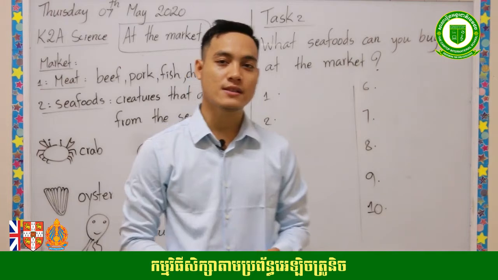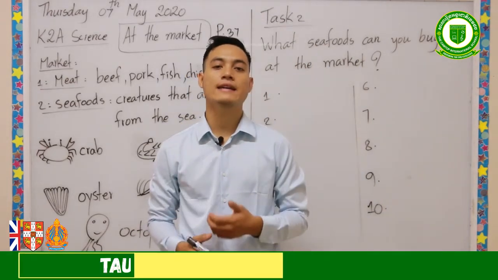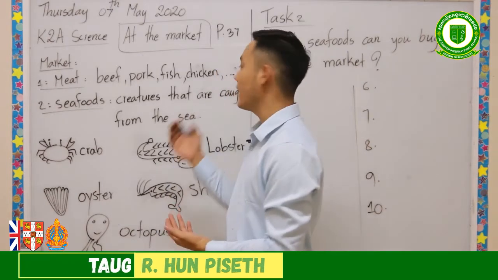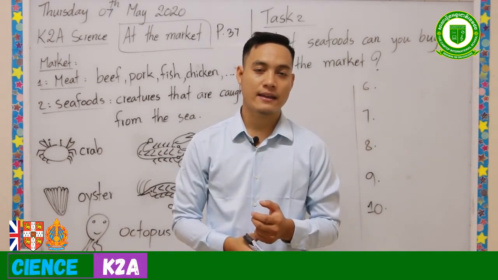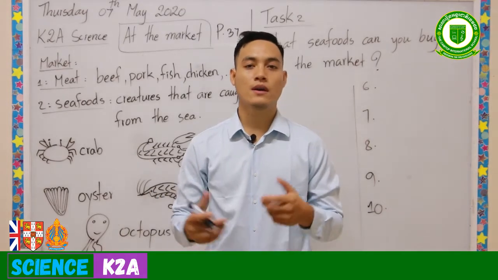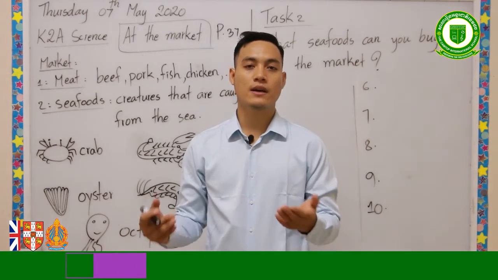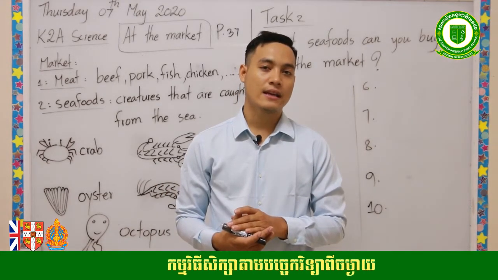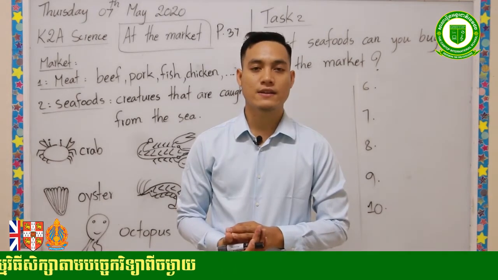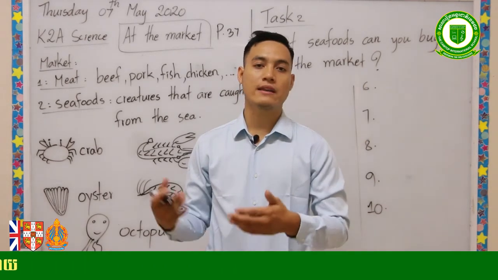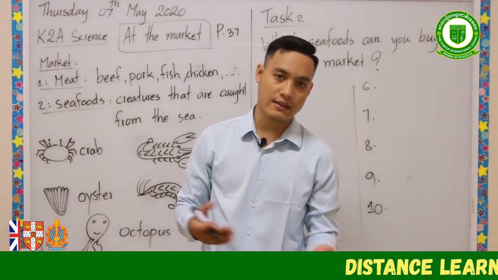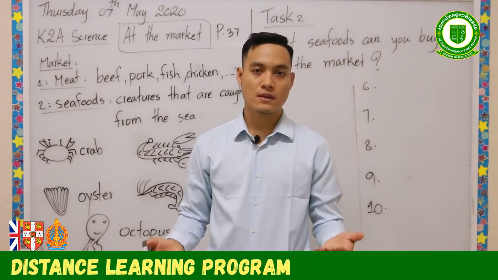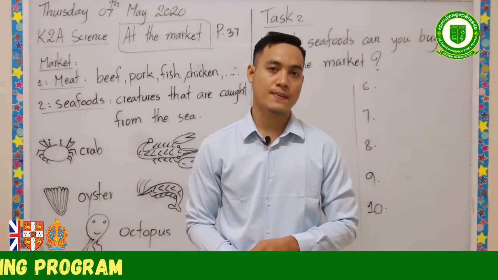Hello, my beloved students. Welcome to our K2A science class, where we're going to learn about the market. Before going to the lesson, I want to have a quick review of what you learned in the previous video about the meaning of the market. The market is a place where you can buy different kinds of products, different kinds of meat, vegetables, clothes and any other items.